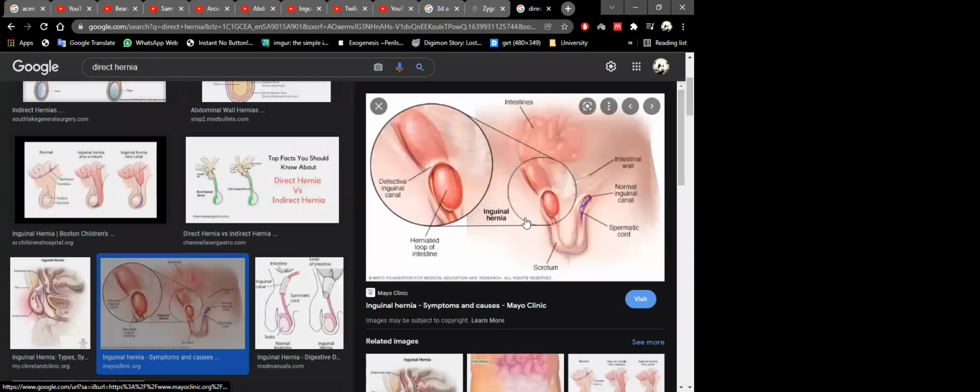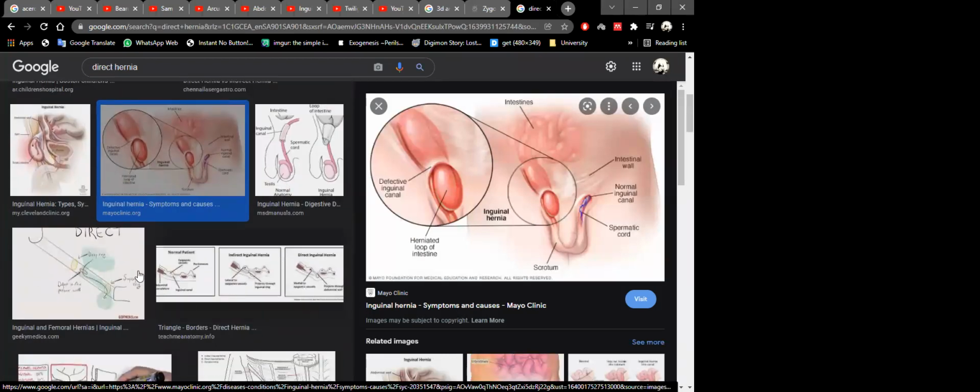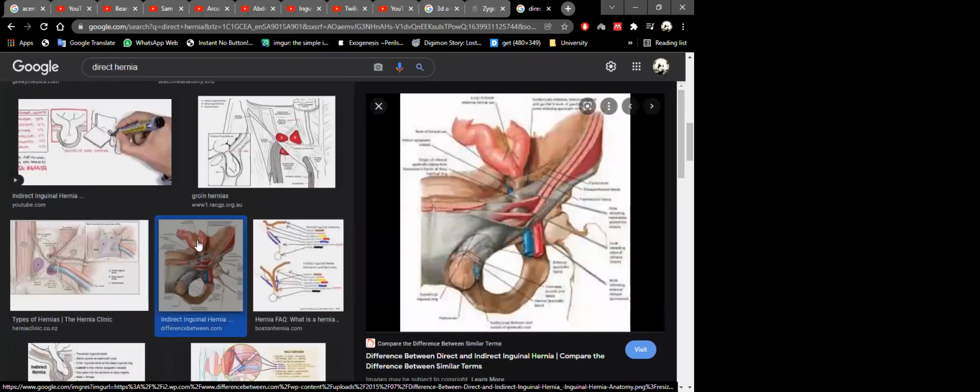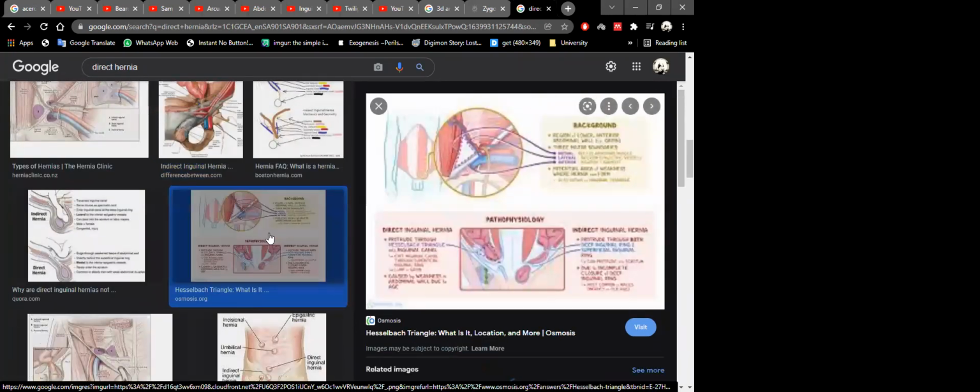No, that's an indirect hernia. Yeah, that's an inguinal indirect. Is there no good picture for a direct hernia? Sorry, guys, I didn't prepare for this one clearly. Yeah, so something like this.